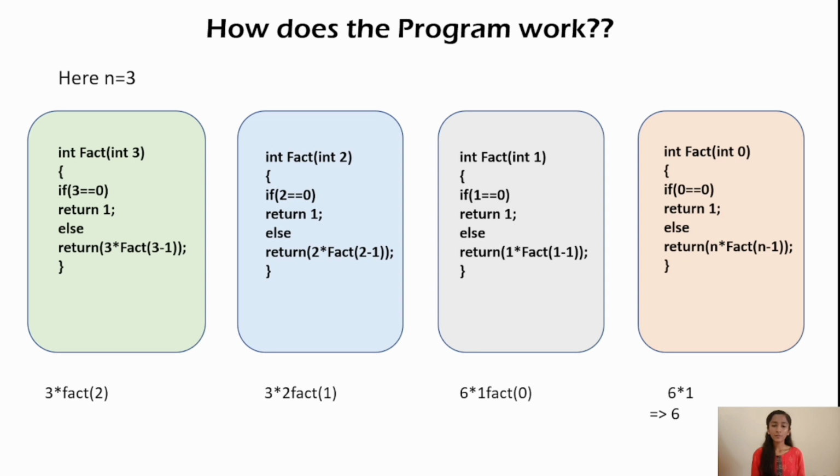Now again int fact(int 1), even 1 is not equal to 0, so the program returns 1 into fact(0). Here we get 3 into 2, that is 6, 6 into 1 into fact(0). Now again it checks the condition for int fact(int 0). 0 is equal to 0, so the condition becomes true and it returns 1. So we get 6 into 1, that is 6, which is the factorial of 3.